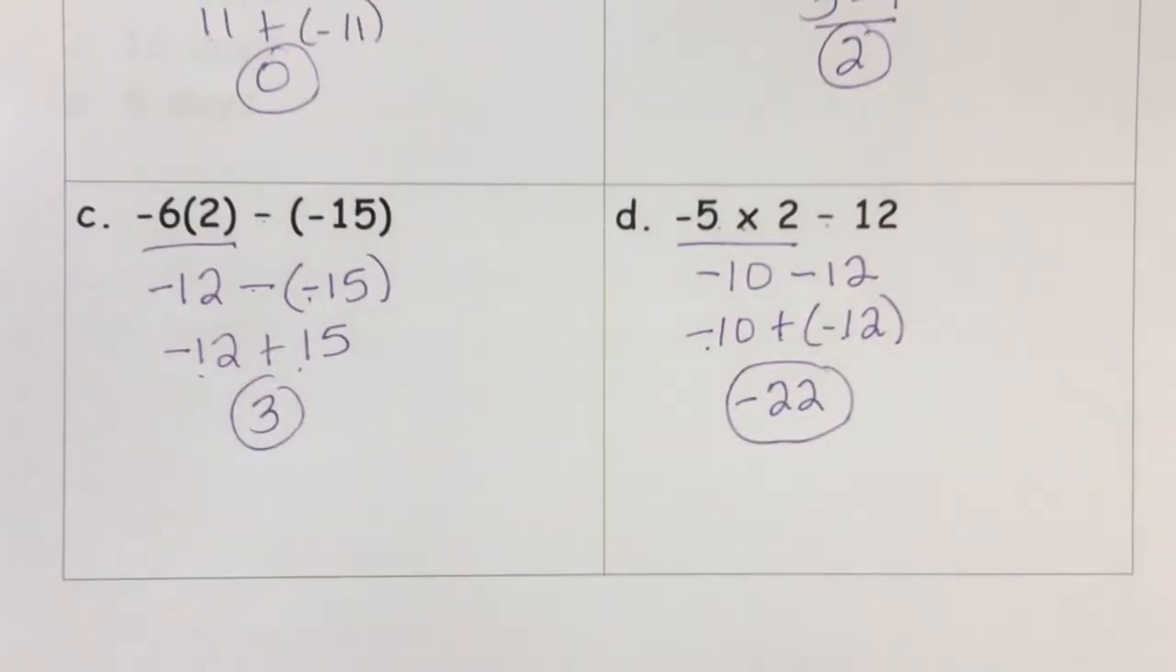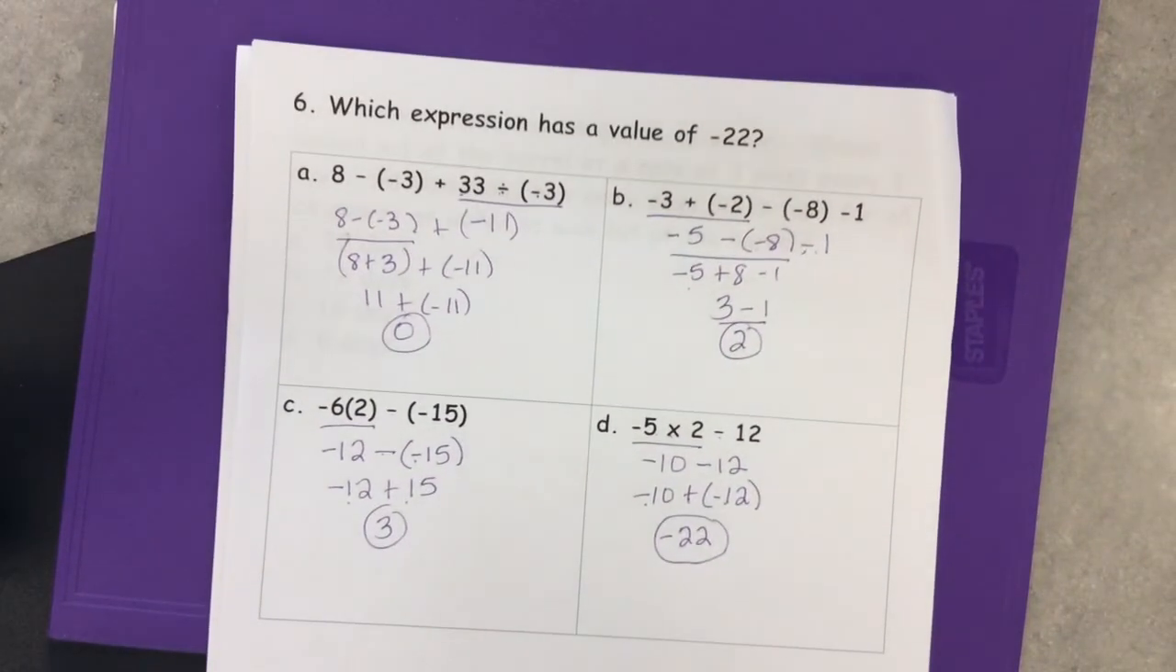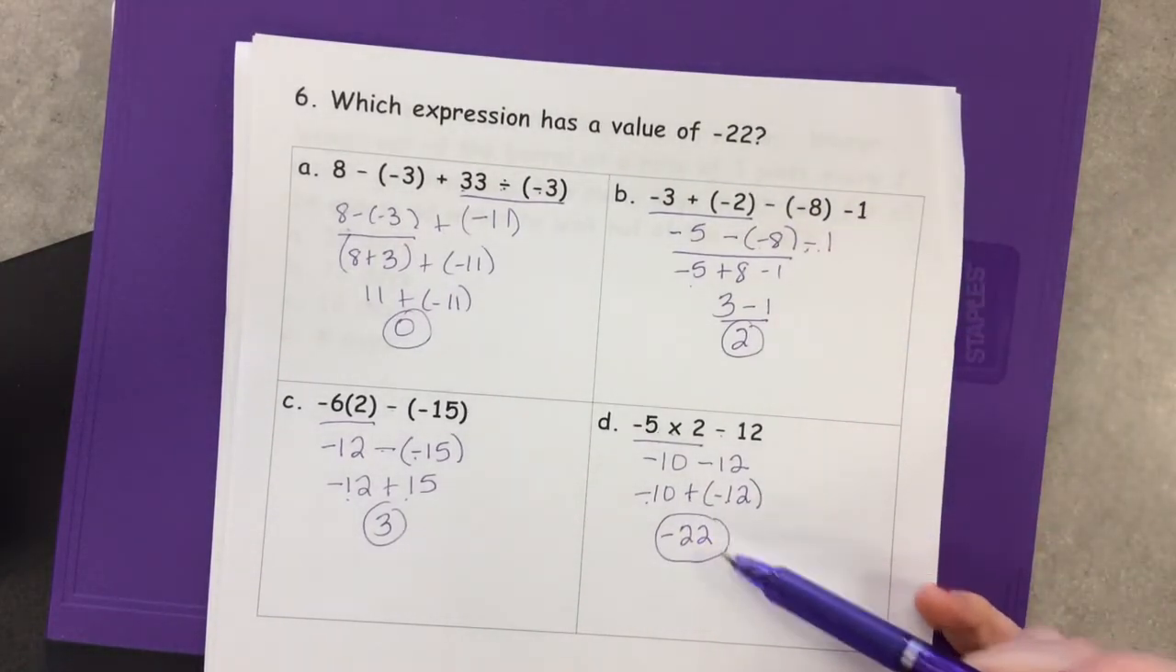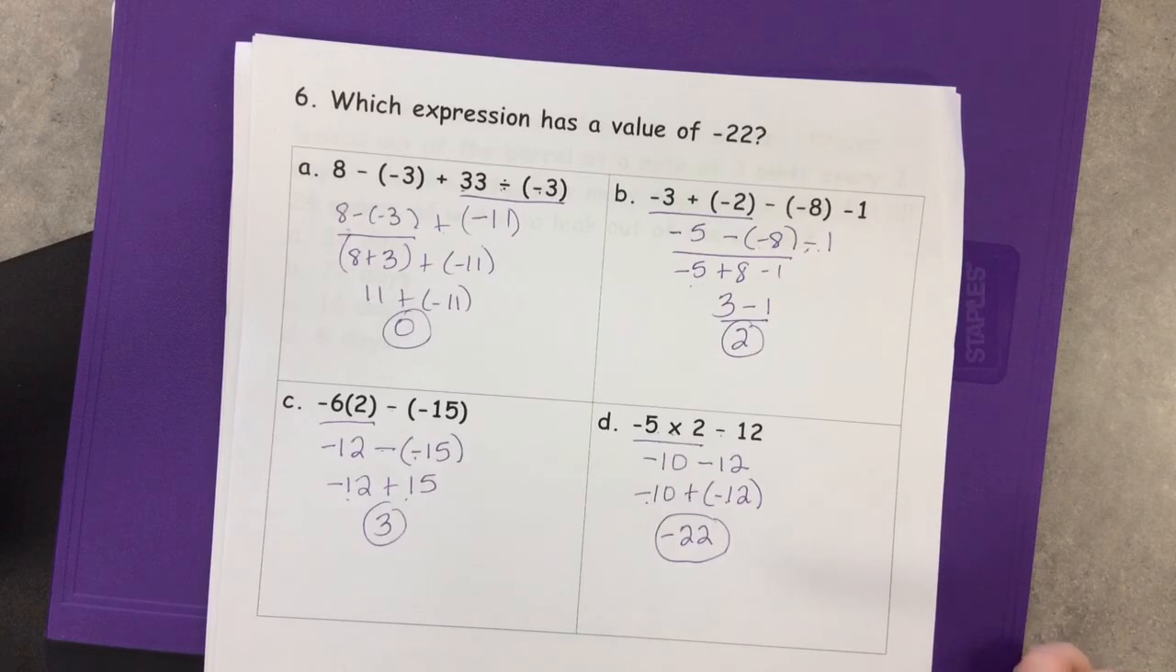So the answer there, way back up here, the question says which expression has a value of negative 22? It's D. And that is a type of problem where you actually do have to go through and solve all of them to be able to know which one is correct.